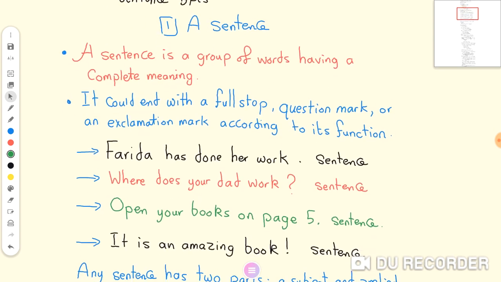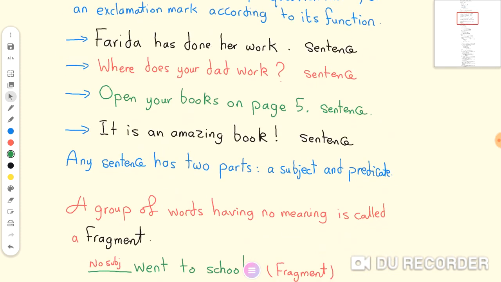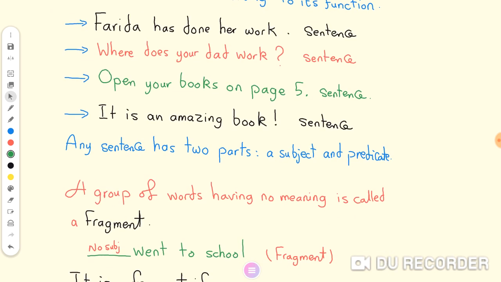What is a sentence? A sentence is a group of words having a complete meaning, and it could end with a full stop, question mark, or an exclamation mark according to its function, because a sentence has 4 different functions. A sentence could be a telling sentence having a subject and predicate, like Farida has done her work. This is a declarative sentence, a telling sentence that gives us information. It has subject and predicate, and it has a complete meaning, so it is a sentence.